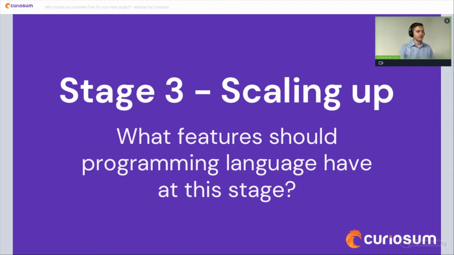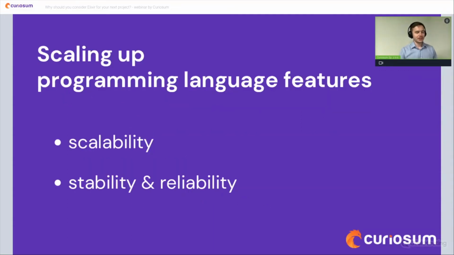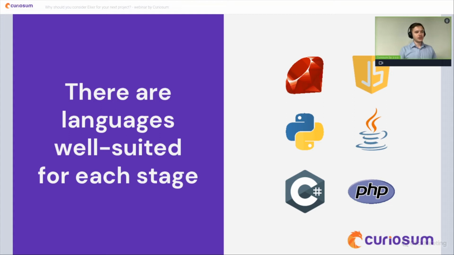Okay, and what type of programming language features do we need at this stage to make it work? We need, of course, scalability. This is, I think, obvious, but also stability and reliability, because there is no point in scaling our business if it crashes, if it breaks. We need these features. Now, there are a lot of languages we can pick from, and some of them are well suited for some of the stages. Like, for instance, Ruby is a very highly productive language, but has a problem with scaling.